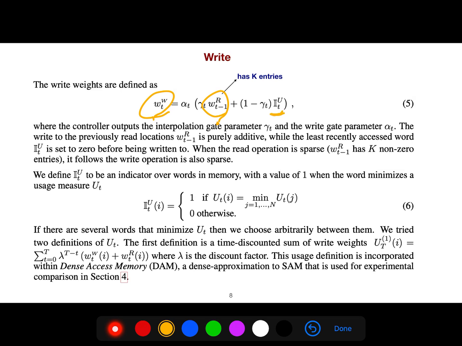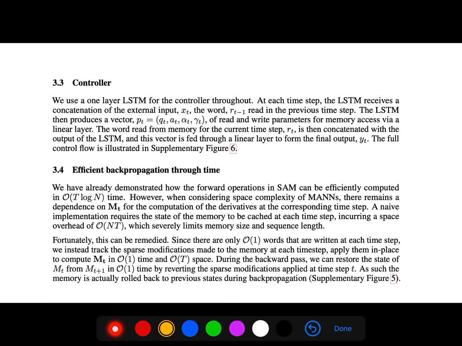Here this indicator function is over words in the memory, with value 1 if the word minimizes a usage measure U. If there are several words that minimize U, then we choose arbitrarily between them. We tried two definitions of U_t, and this definition is important. The first one is the time-discounted sum of write weights. And they use the controller for efficient backpropagation through time.